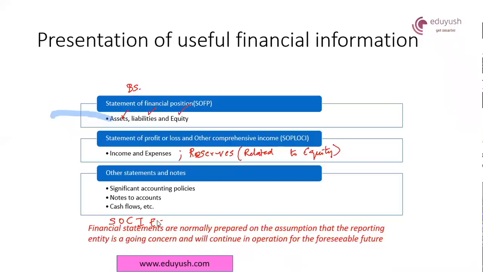We have to remember financial statements are prepared assuming going concern. That means an entity will continue to operate in the foreseeable future. So from an accounting perspective, for the next 12 months after the reporting period, the entity is expected to continue to perform. So that's the going concern status of the entity.